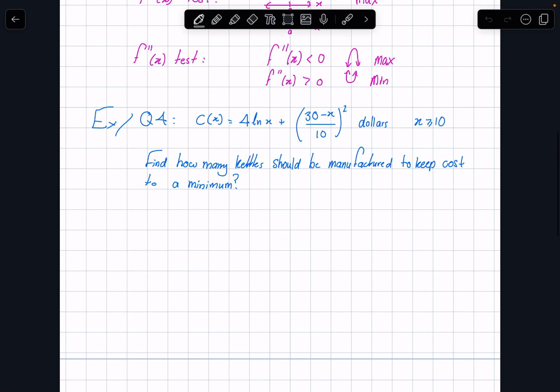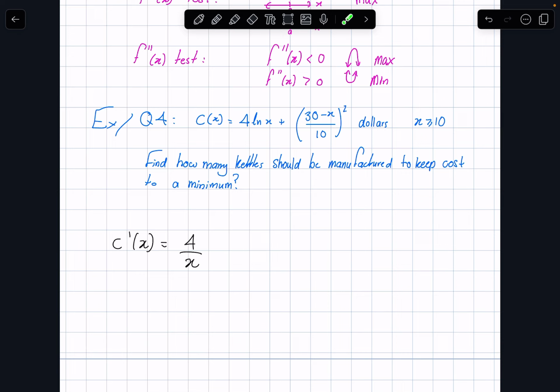So what that entails is finding my derivative. Looking at what I've got here in my function, I've got two functions of x added together, so I can look at them individually. For 4 ln x, we know nice and simply the derivative of ln x is 1 on x, and I times it by 4.